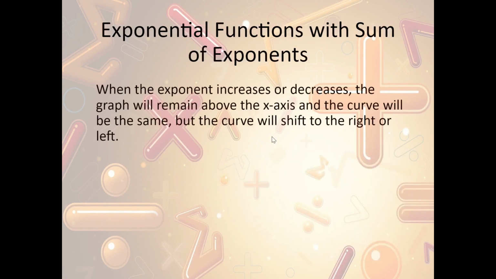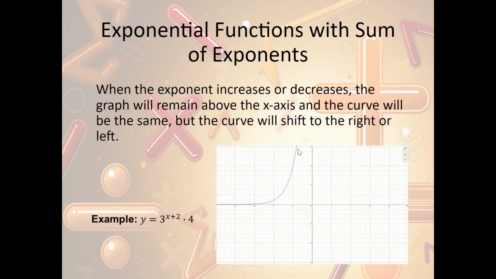Now, what if we do a sum of exponents, meaning we add something to the exponent? Well, that will cause the graph to shift to the right or to the left. So for instance, we have y equals 3 to the x plus 2 times 4. Notice it's the same curve, and because this is in the exponent, we're always going to go opposite. So you would think that x plus 2 means we're going to slide to the right. But because it's in the exponent, we're going to go opposite. So x plus 2 becomes a shift to the left. So notice it's the same graph as 3 to the x times 4, except we slid it to the left 2 units.